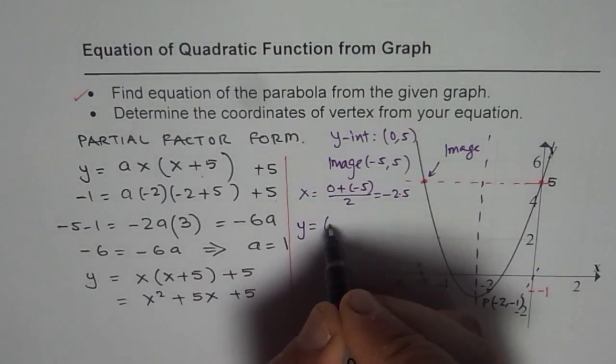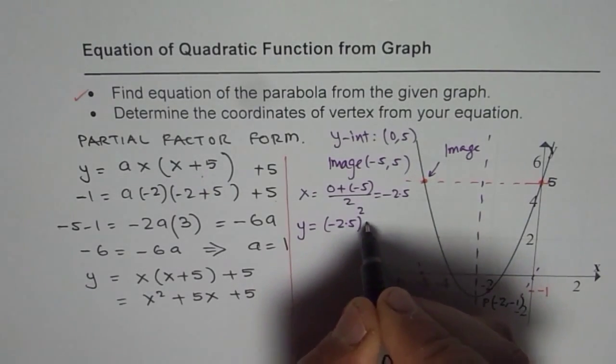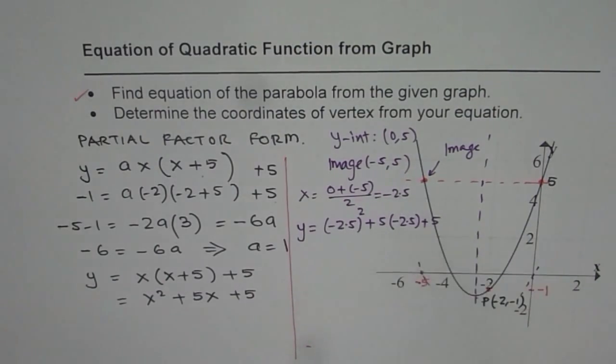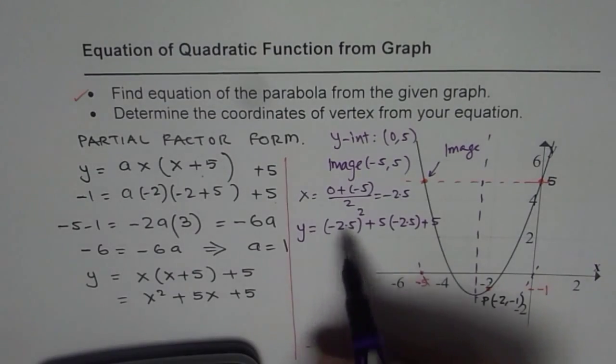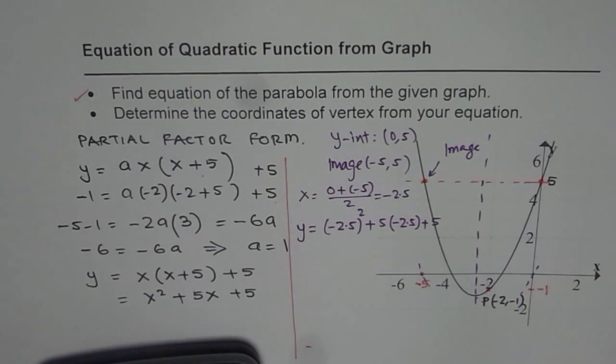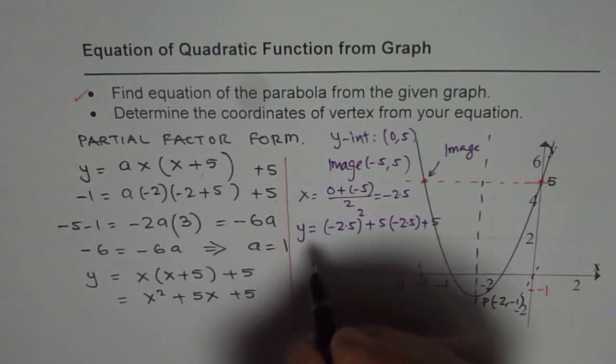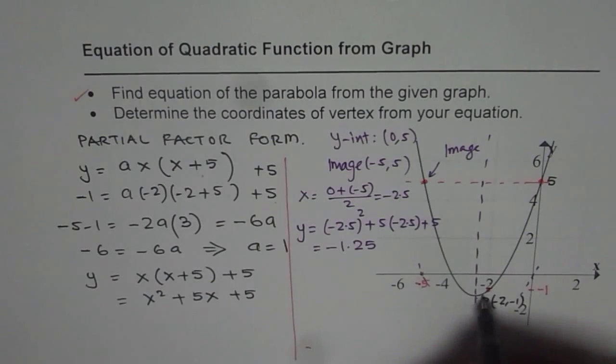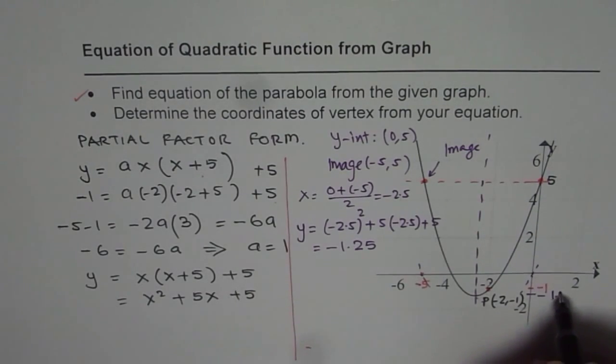So y will be equals to minus 2.5 square plus 5 times minus 2.5 plus 5, correct? So let's use the calculator. When you square the first part, you get 6.25. So let me do it with the calculator. 2.5 square, and then we have minus 5 times 2.5, and then we have plus 5, that is equal to minus 5 over 4, which is minus 1.25. So this value of vertex is at minus 1.25.